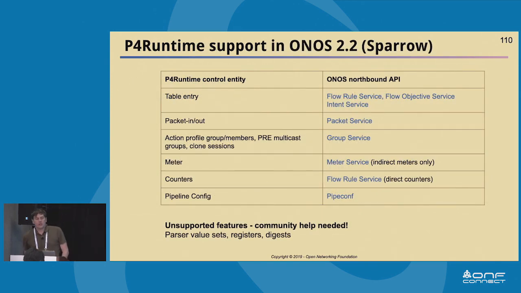ONOS 2.2 supports a number of features that are P4 runtime specific. Today we can manage table entries, P4 runtime table entries, using different APIs like flow rules and flow objective. We can handle packet in, packet out using a high-level northbound API called packet service. We can deal with things like action profile groups, members, multicast groups, and clone sessions using the ONOS northbound API called group service, and so on.